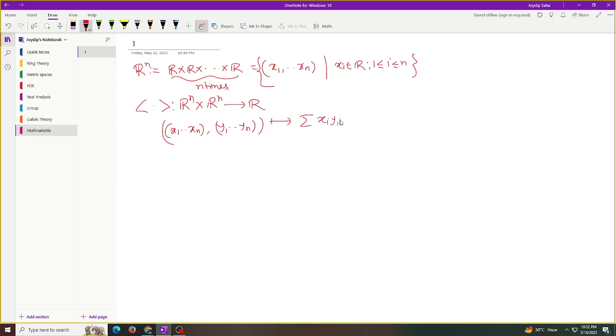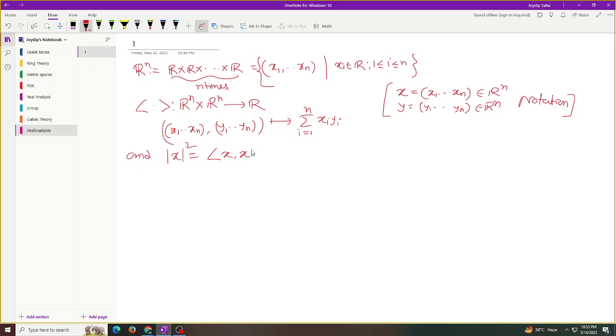Summation, so, and norm. x means, in my notation, norm x square is the inner product of x with itself, that is summation x_i square. So mod x is the positive square root.